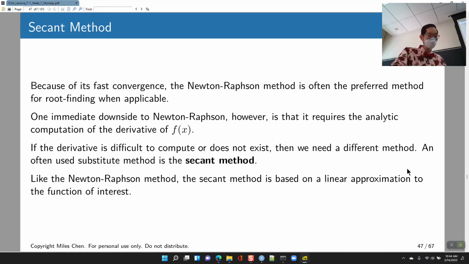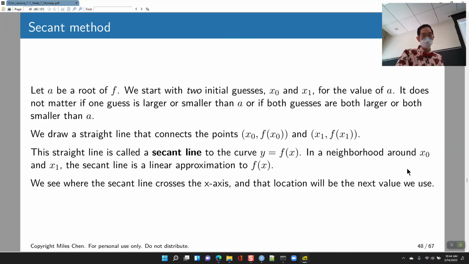We can use the secant method. The secant method basically says, instead of figuring out the derivative, I'm going to draw what we call a secant line. Instead of figuring out the tangent line, we're going to start with 2 initial guesses, an x0 and an x1. It requires a little bit more computation because you have to plug in f of x0 and find an f of x1. Then you find these points, x0 and f of x0, and x1 and f of x1, and you draw a straight line that connects these two.